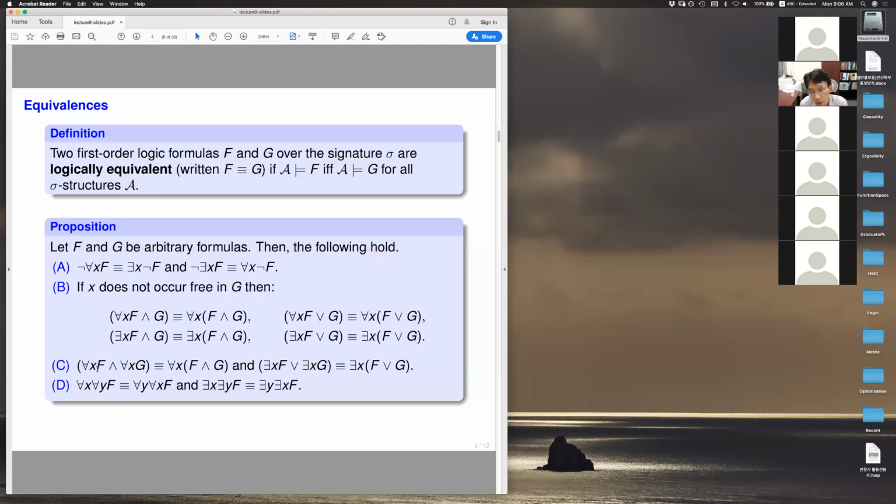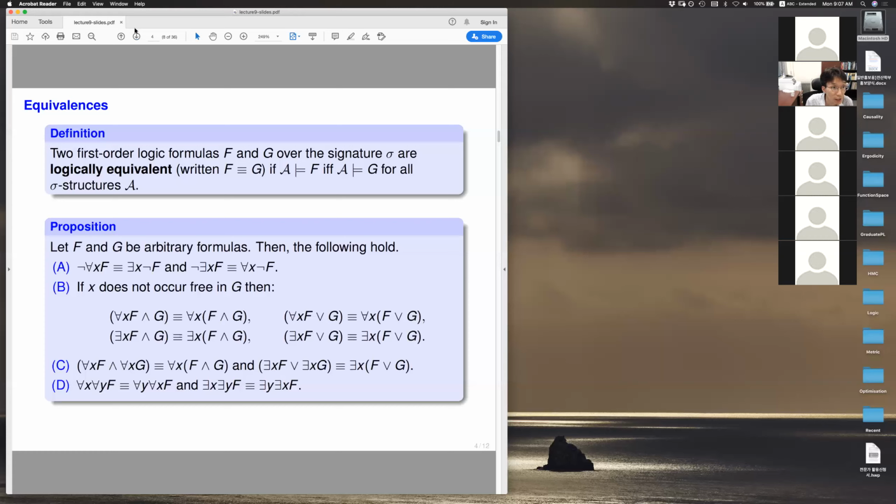Universal quantification can be understood as infinitary conjunction, and existential quantification can be understood as infinitary disjunction. That's why if you have two universally quantified formulas combined by conjunction, you can essentially use one universal quantification outside. For disjunction, the same thing happens with existential quantification. And the last thing is that the order of two universal quantifications, and the order of two existential quantifications, doesn't really matter.